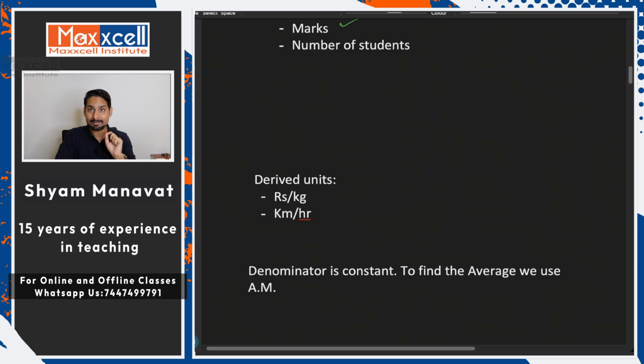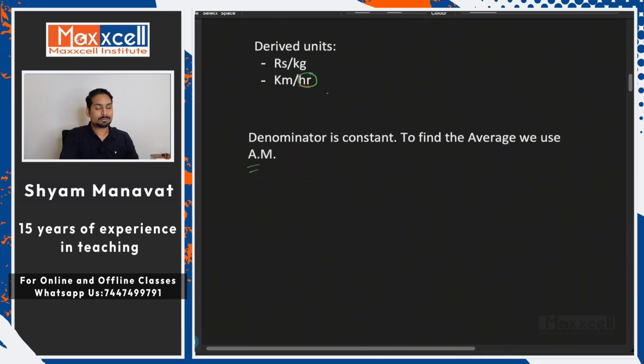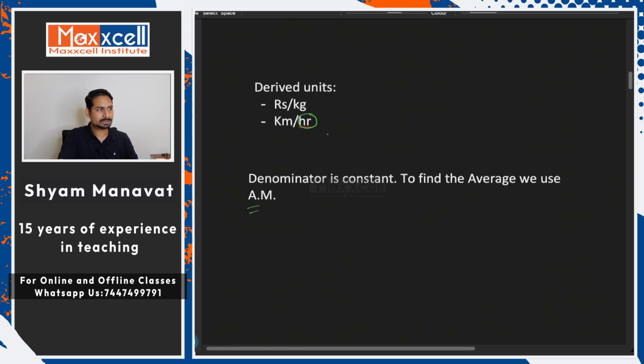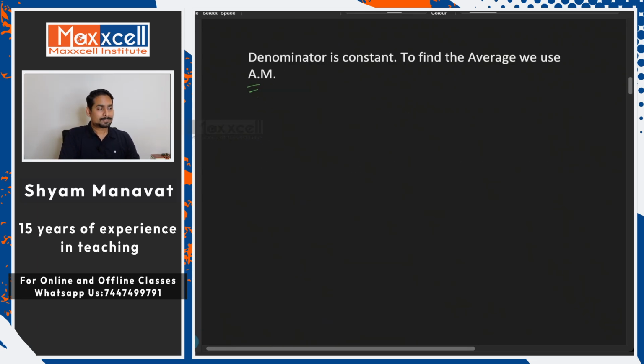Now in the derived unit, if you find the denominator is constant, and the question says find the average, then you will use what? Arithmetic mean. Let me give you one example. Say you need to find the average speed. Suppose you are traveling from point A to B and you travel this with one halt in between.